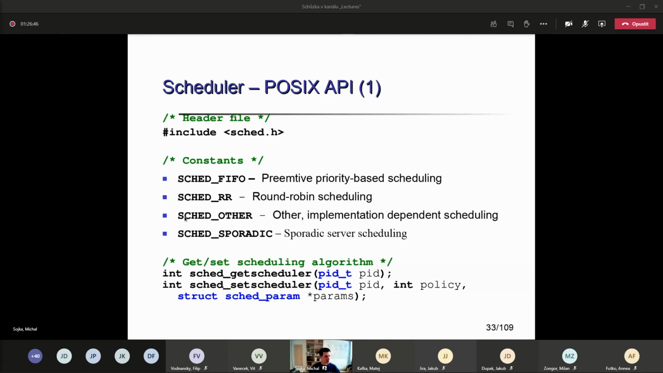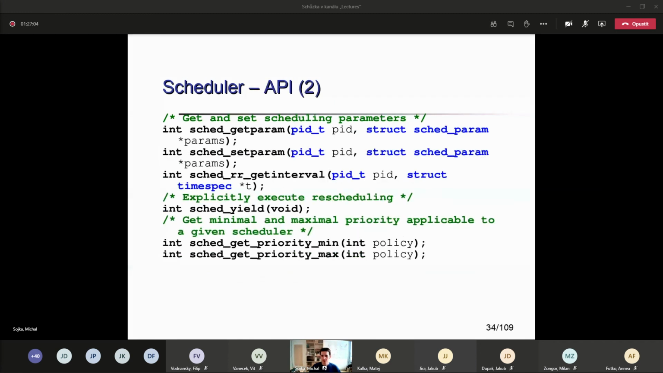Under Linux, the default scheduler is SCHED_OTHER, which is this kind of fair scheduler, which tries to be fair to all the tasks in the system. But in VxWorks, this SCHED_OTHER probably means the same as SCHED_FIFO. What next? You can set the priorities and other scheduling parameters with the POSIX API. With those functions, you can set the round-robin interval or get the time round-robin interval with sched_rr_get_interval.